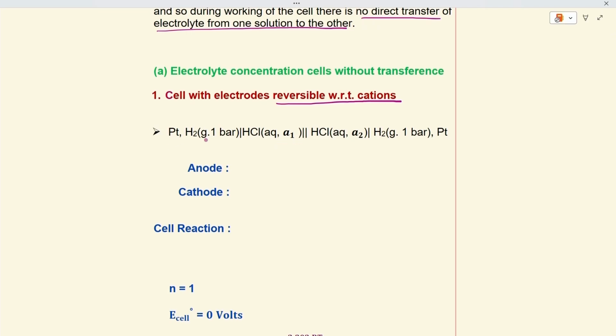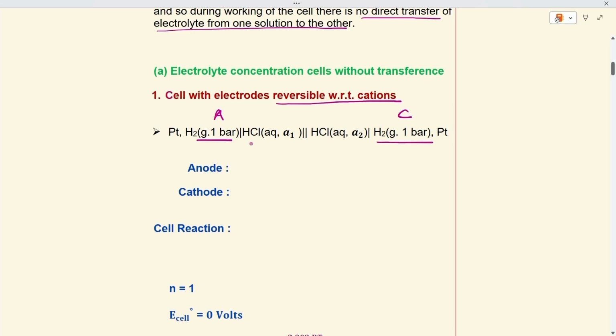Here, if you note, the pressure of hydrogen gas in the anodic compartment, and this is the cathodic compartment, is 1 bar. On the other side, again we have the same hydrogen gas at the same pressure. So, the electrode material in both cases has the same concentration. Now, when we come to the electrolyte, this hydrogen is in contact with an HCl solution where its activity is A1, while in the cathodic compartment, the activity of HCl is A2. So, the concentrations of the electrolytes are different, and therefore, they are known as electrolyte concentration cells.